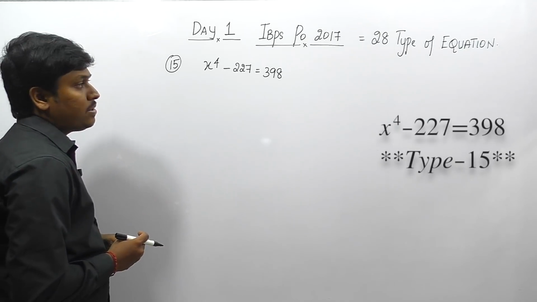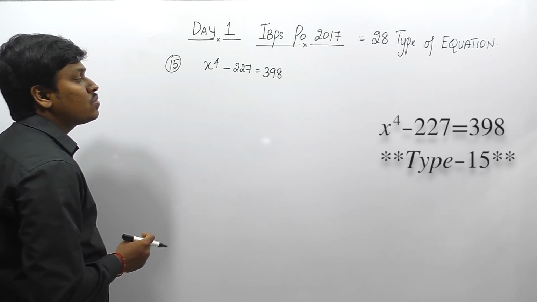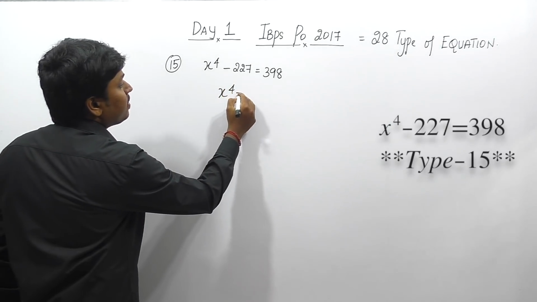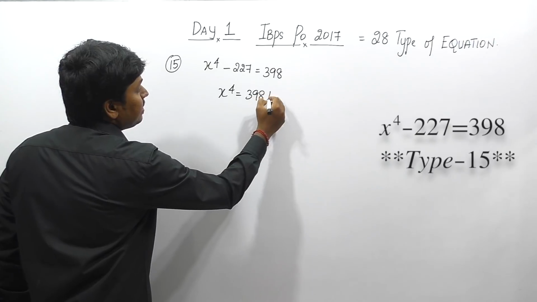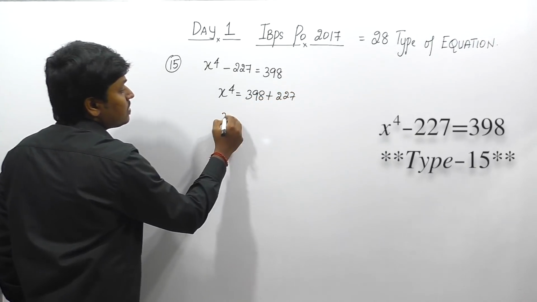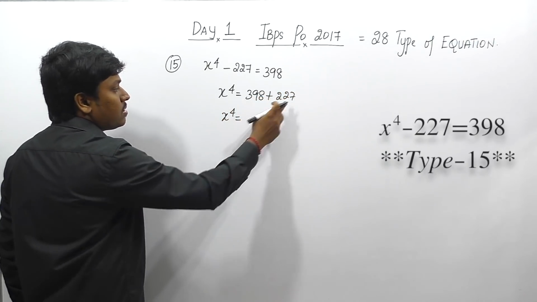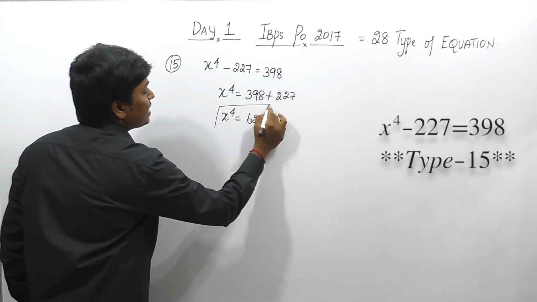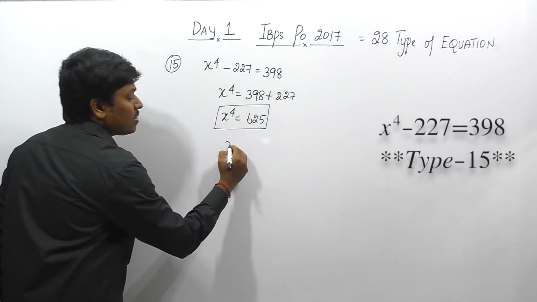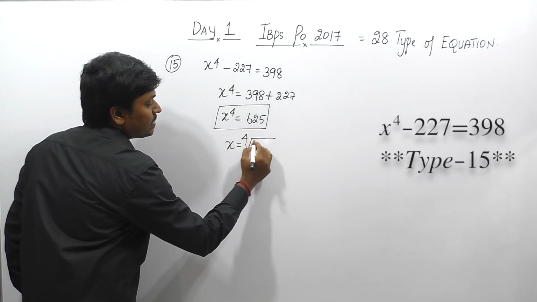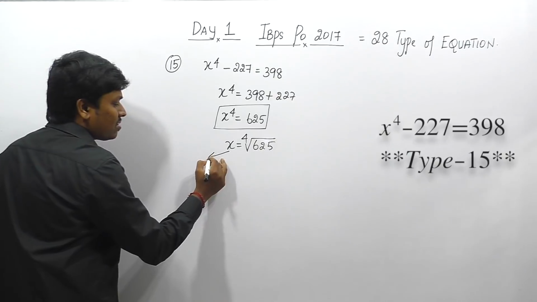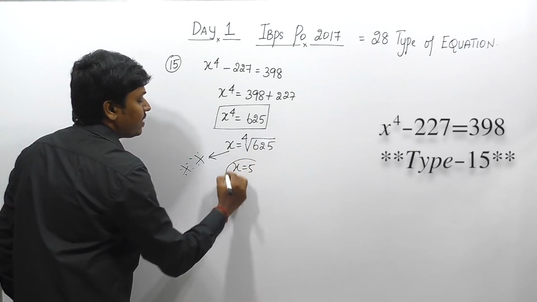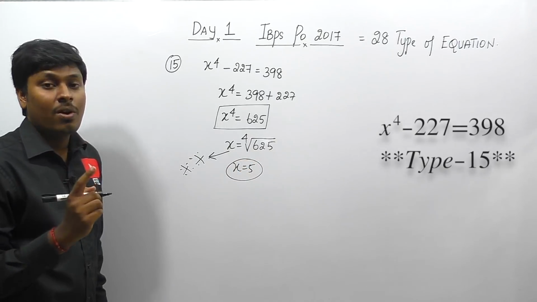Type number 15 equation. x power 4 minus 227 is equal to 398. So this can be written as x power 4 is equal to 398 plus 227. So finally x power 4 becomes 625. So we can say that the value of x power 4 will be 625. So x is equal to the 4th root of 625. Friends, most important step. What most of the students used to do is they write x is equal to 5. Is this correct? No, it is wrong. Listen here.